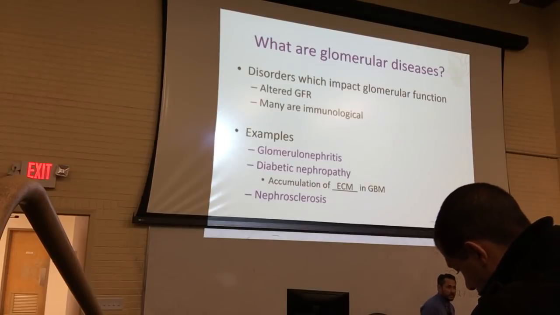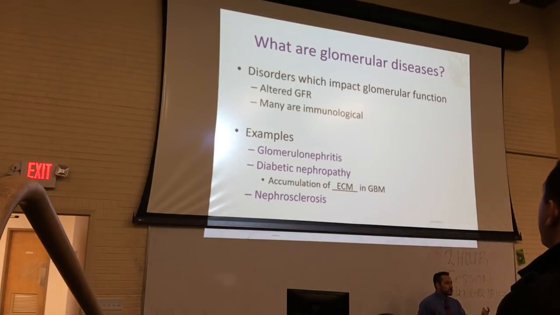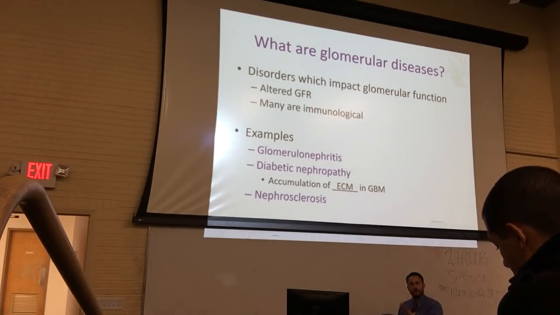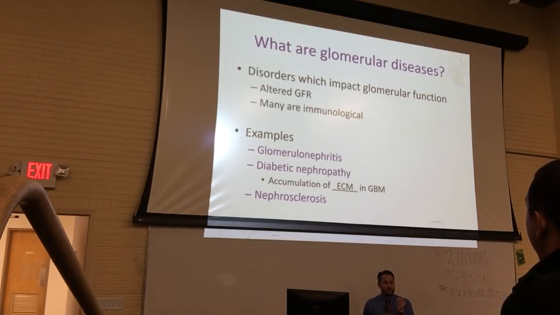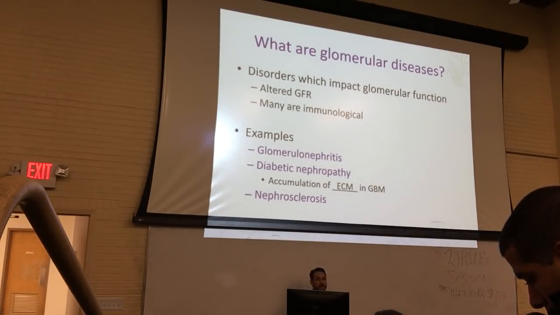You guys remember GFR, glomerular filtration rate, from 202? So glomerular filtration rate is basically the rate at which you make urine, right? GFR is the rate at which you filter the blood, and on the output you actually collect filtrate, which later becomes urine as you concentrate it. Many of these diseases are immunological in nature. So some examples that we're going to talk about, there's three. Glomerulonephritis, diabetic nephropathy, right?